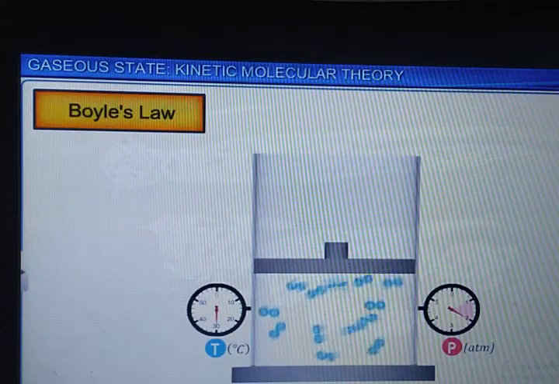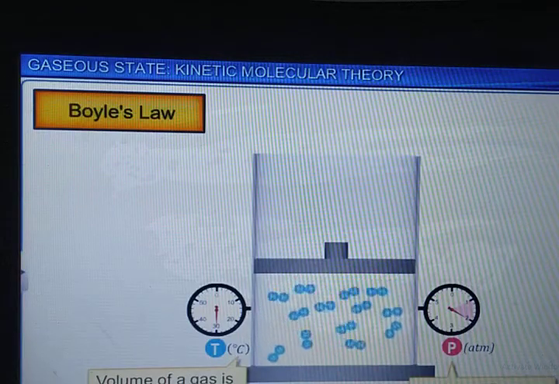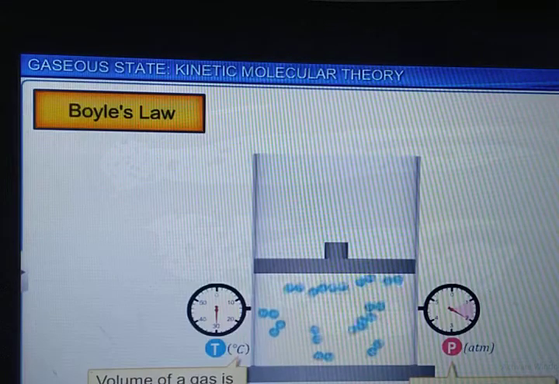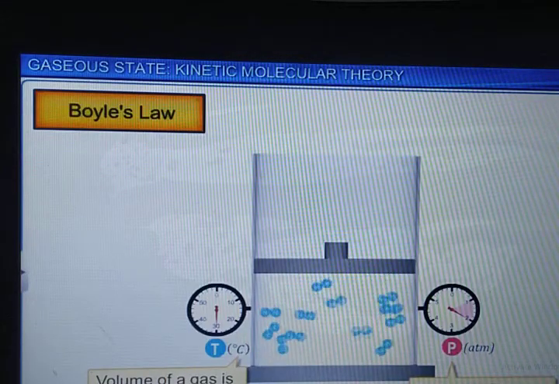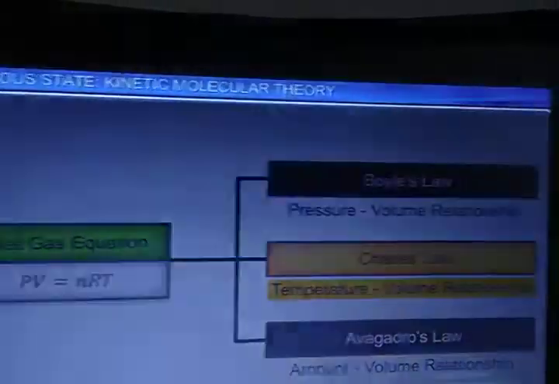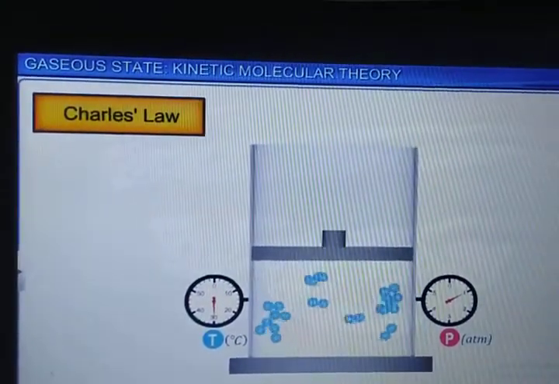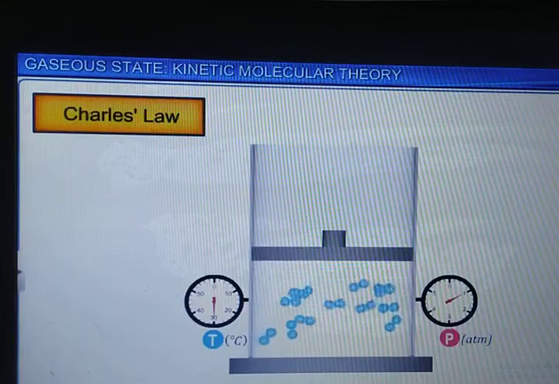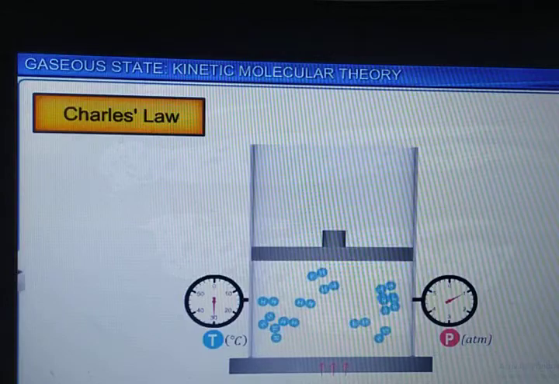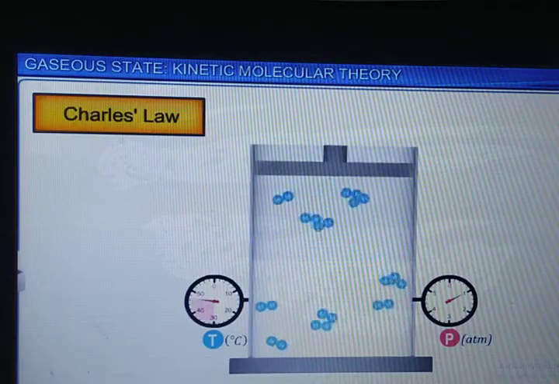Next, let's take a look at Charles' law. Consider a given amount of a gas at non-atmospheric pressure enclosed in a cylinder fitted with a frictionless piston. When it is heated, according to kinetic molecular theory, the average kinetic energy of the molecules increases. Then, molecular velocities increase, thereby increasing the number of collisions with the walls of the container as well as the momentum of each molecule.